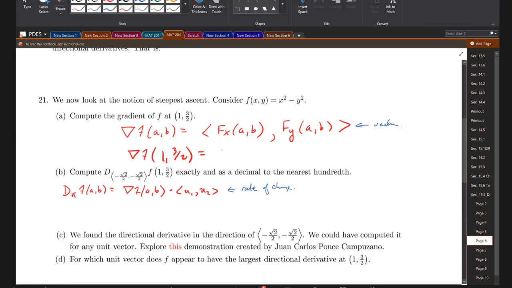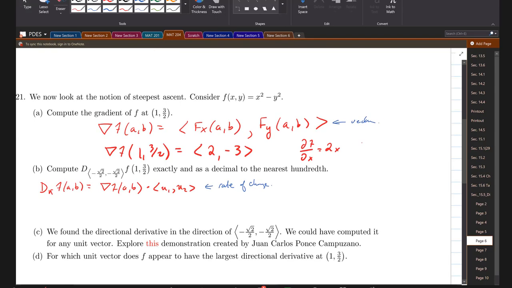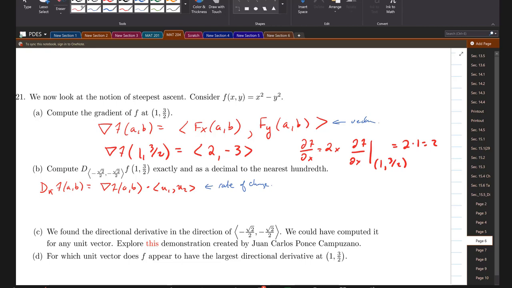is going to be what? Well, it's going to be 2, -3. Why is that? Because if you were to compute the partial derivative of this with respect to x, we get 2x. And if we evaluate that at the point we want, 1, 3/2, that would just be 2 times 1, or 2. And likewise, if we take the partial derivative with respect to y, we would get minus 2y.